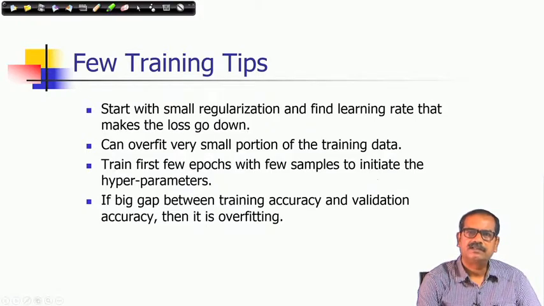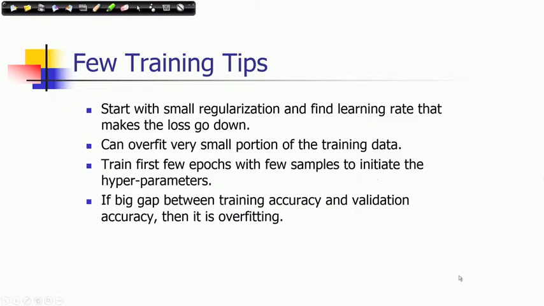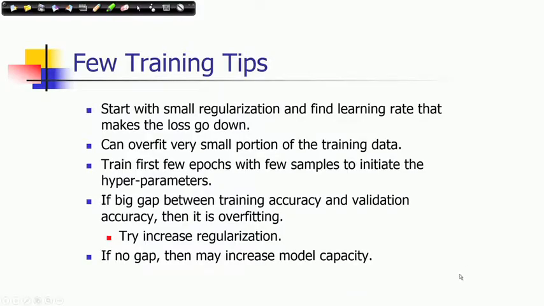Once you fix the parameters, then again empirically you have to observe how it is behaving. These are certain tips; by using them you can reduce your experimentation time. If you find there is a big gap between training accuracy and validation accuracy, then it is an overfitting case. In that case you should increase the regularization term, or if there is no gap, then you may increase the model capacity.